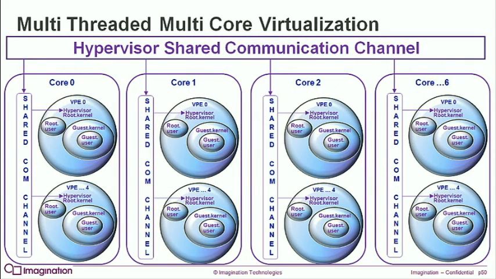This concept can be further extended to a multi-threaded multi-core system. Each processor core features multiple VPEs, each of which has its own guest context. A distinct hypervisor instance is present on each VPE and in control of the root context. All hypervisors will communicate with each other over a shared channel.